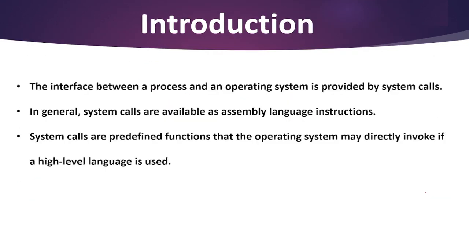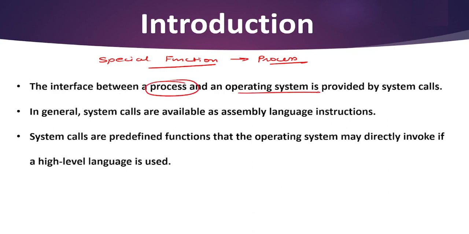So now let's just start with the introduction part. As you can see here, system call is nothing but a special type of function that is used by the process. These functions are basically used by the processes to request action from the operating system, which cannot be carried out by the normal function. So system call also provides an interface between the process and the operating system.